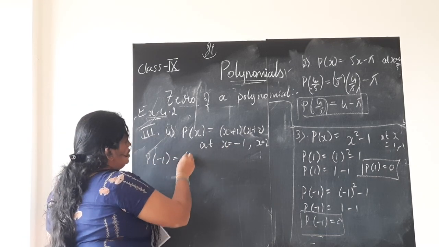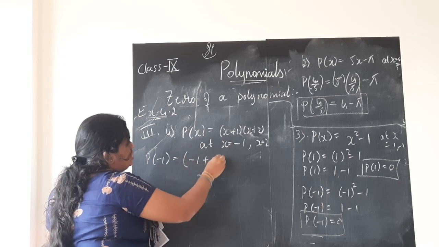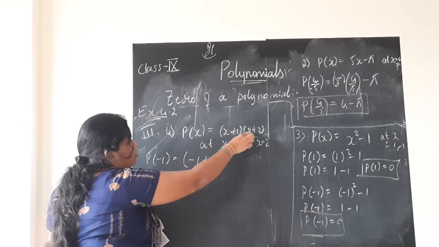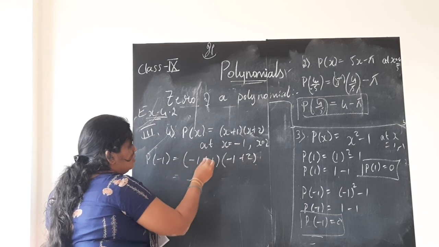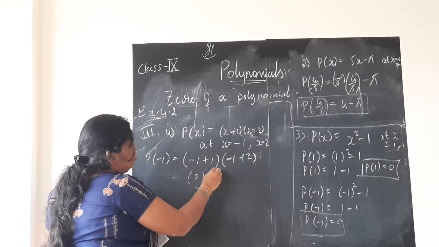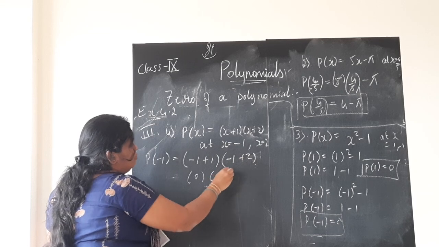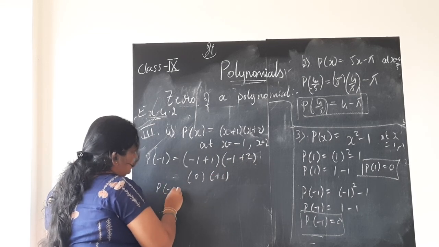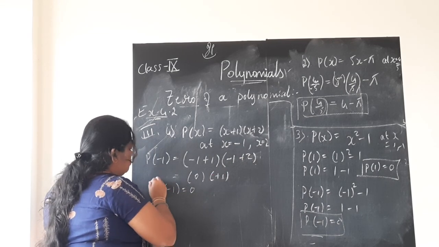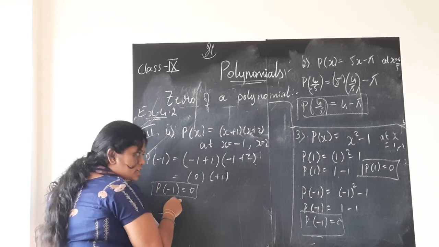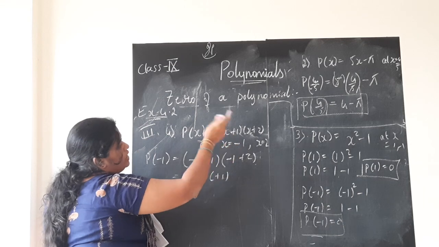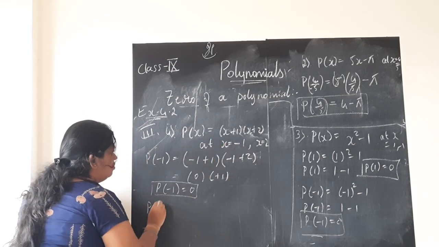So P of minus 1: minus 1 in place of x in x plus 1, into minus 1 in place of x in x plus 2. Minus 1 plus 1 is 0, into minus 1 plus 2 is 1. 0 into 1 is 0 only. So P of minus 1 is equal to 0. Since P of minus 1 is 0, x is equal to minus 1 is a zero of the polynomial.